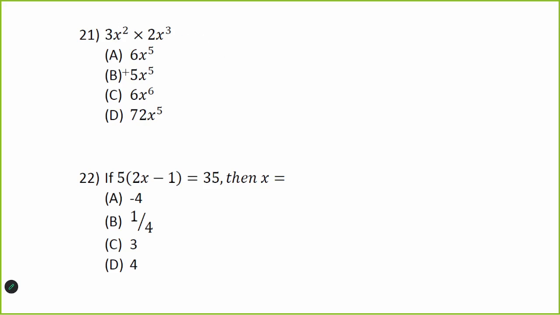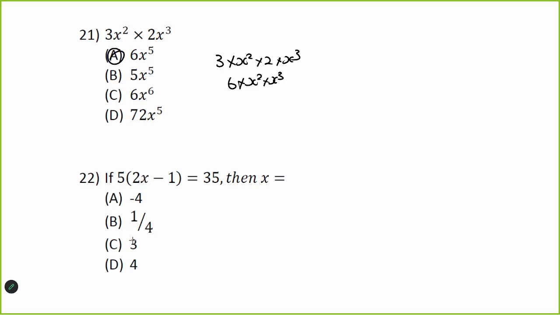Right? This is a repeated question. This is 3 by x squared by 2 by x cubed. That's 3 2s are 6 by x squared by x cubed. When your bases are the same and you're multiplying, you add your powers. 2 plus 3 is 5. So it'll be 6 x to the power 5.